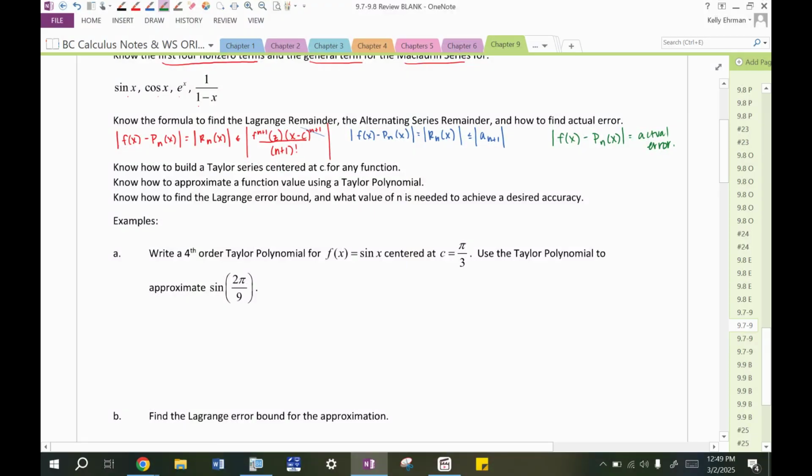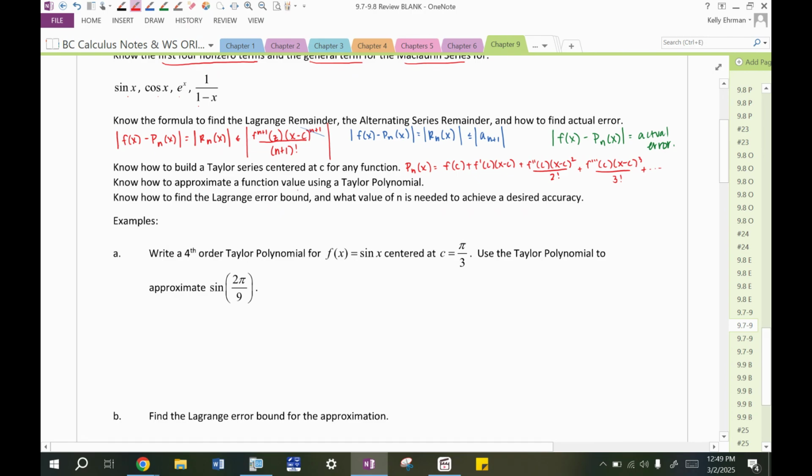Know how to build a Taylor series centered at c for any function. So this is where we're saying, okay, some Taylor polynomial p sub n of x is equal to f of c plus f prime of c times x minus c to the first over 1 factorial, plus f double prime at c times x minus c squared over 2 factorial, plus f triple prime at c times x minus c cubed over 3 factorial, and you could carry this out for as many terms as you need to. So know how to do that.